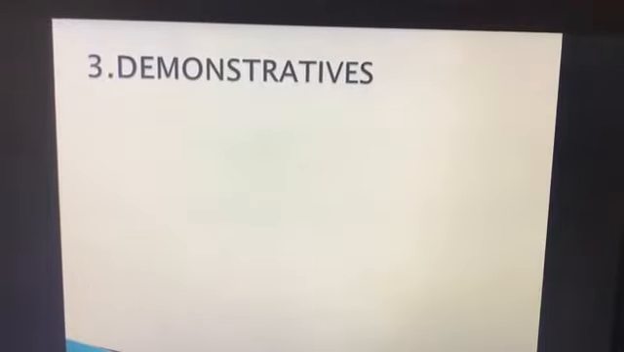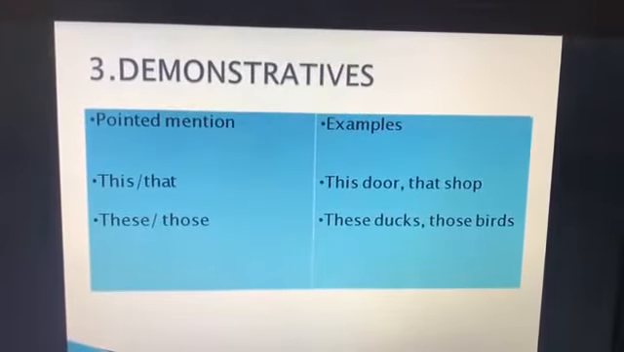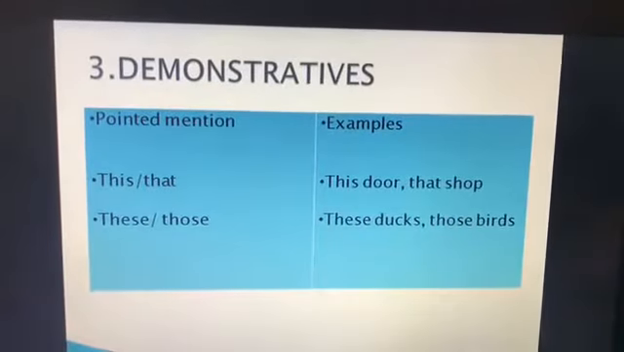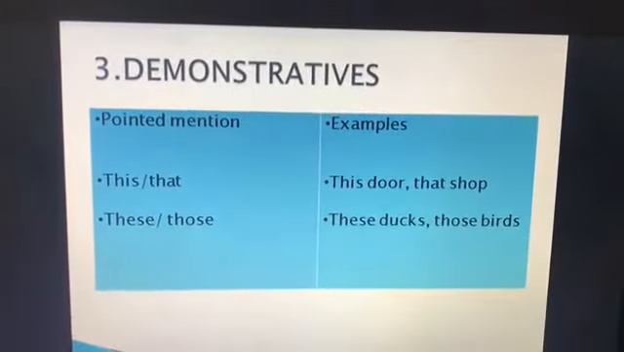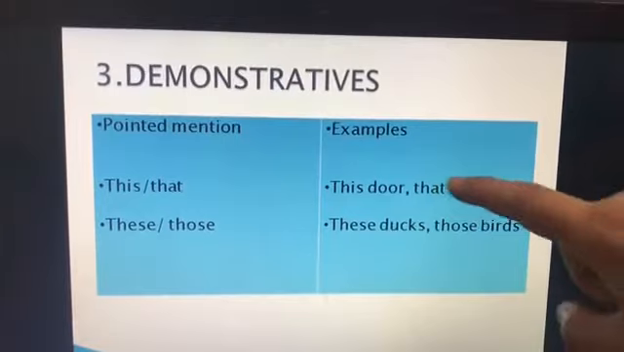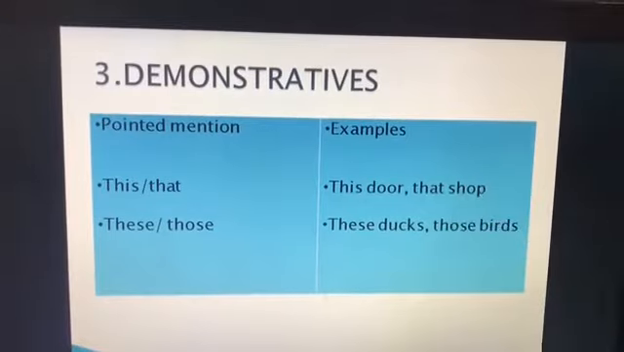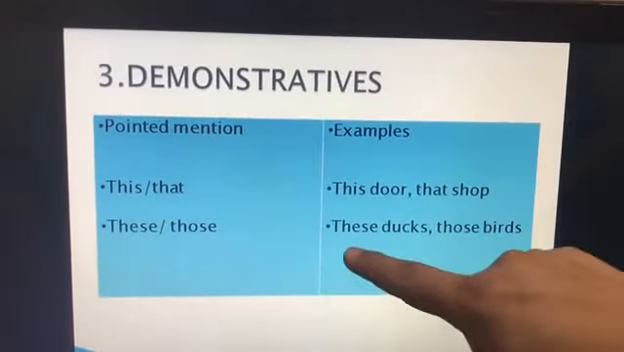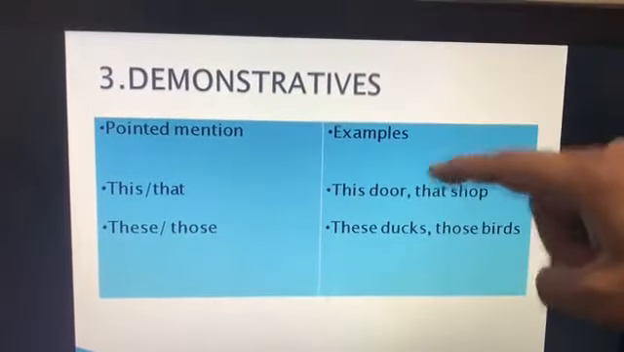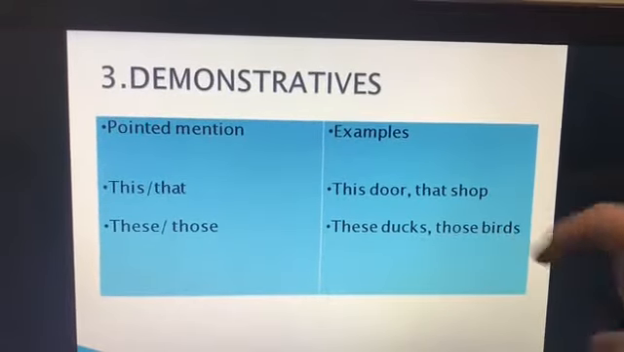Now next, third one is demonstratives. Demonstrative means which is pointed mention, means which we are mentioning something. This and that we are using for singular noun, and these and those we are using for plural noun. Let's take examples. This door for singular, that shop also for singular. This and that which we have seen, these are example of demonstratives. Now next, these ducks and those birds, these or those यहाँ demonstrative हैं, which are using for the plural nouns, ducks and birds.